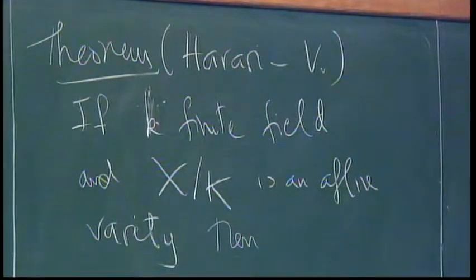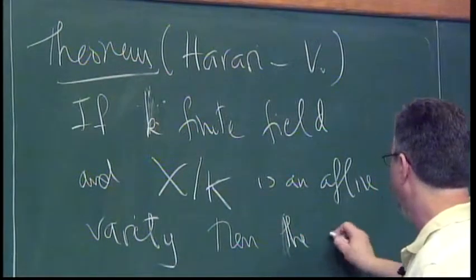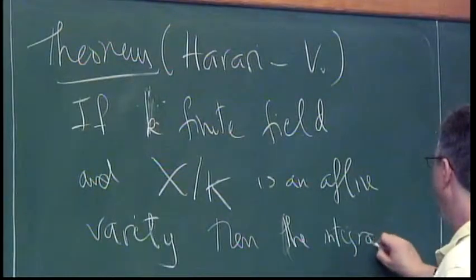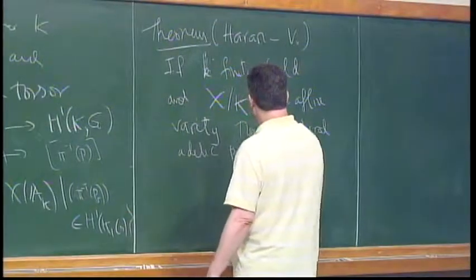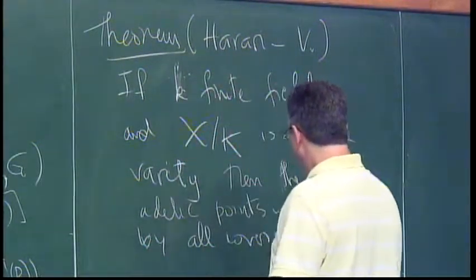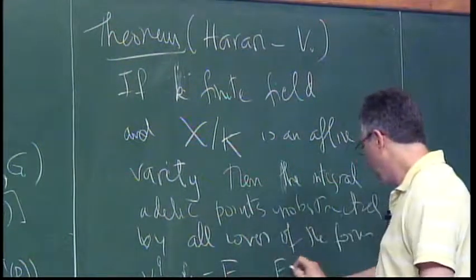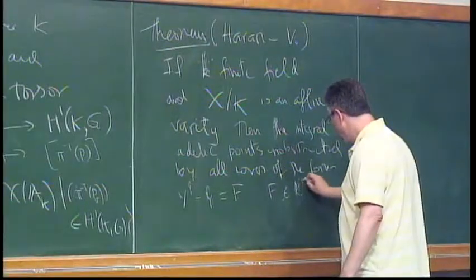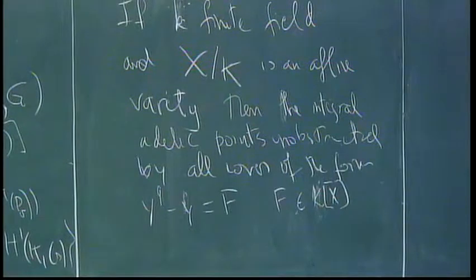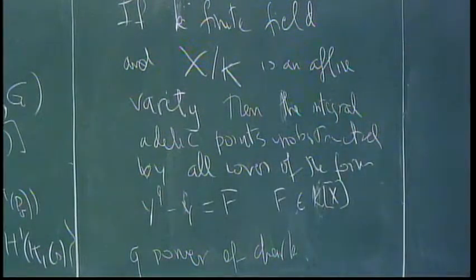Then the integral adelic points unobstructed by all covers of the form: look at a regular function on X, and you take an Artin-Schreier type cover, y^q - y = f. Q is not the cardinality of little k, okay? Q is just some power of the characteristic of k. These are the integral points.